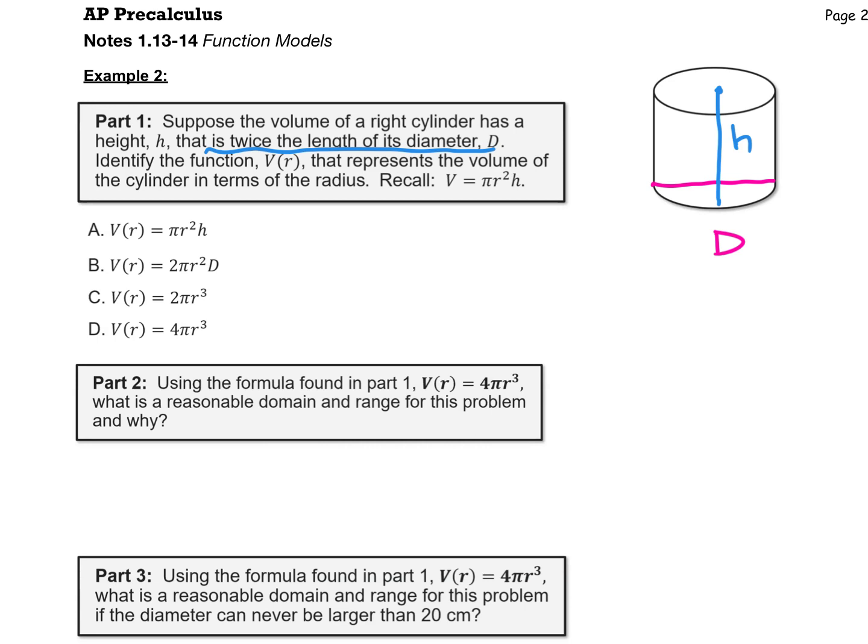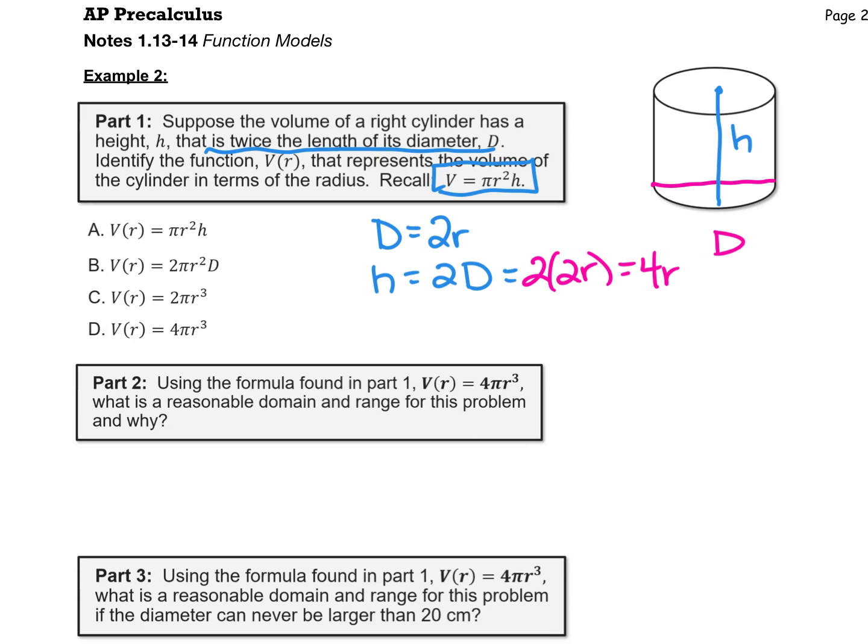Identify the function V of r that represents the volume of the cylinder in terms of the radius. So we don't want to do this formula in terms of a diameter or a height. We want to do it in terms of radius. So let's think for a second. My diameter is actually what? 2 times my radius. And my height is 2 times my diameter. Wait, really? That's what it says. So how would I label the height in terms of the radius? It's 4r. 2 times 2r, which is 4r.